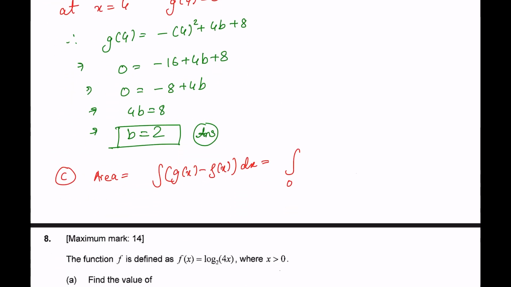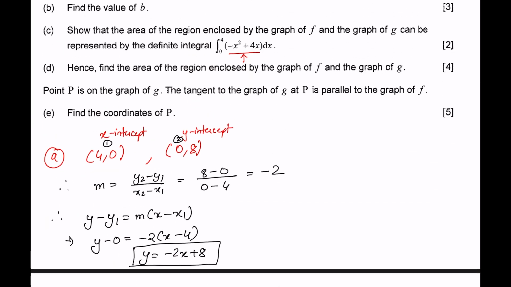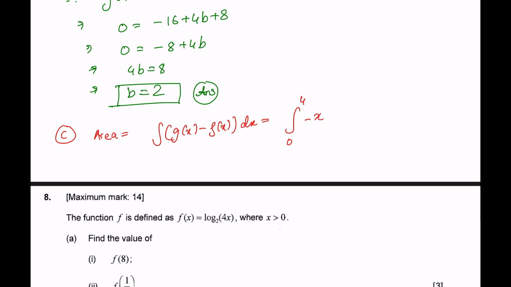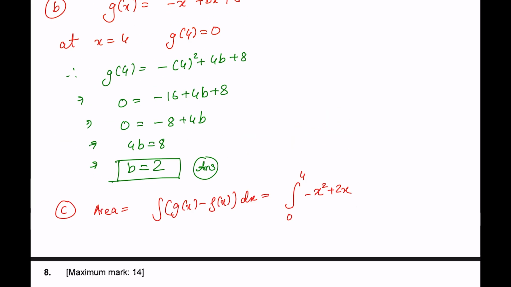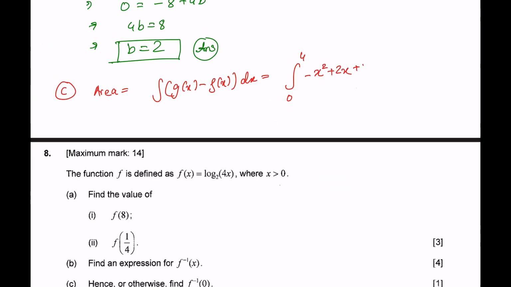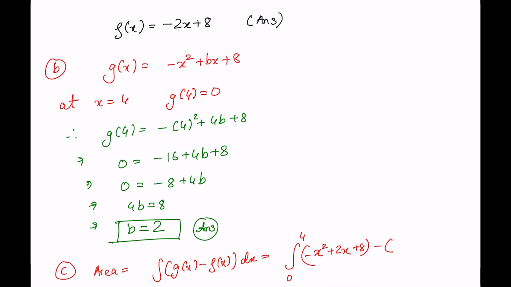From 0 to 4, gx would be minus x squared plus 2x, b is 2, and then plus 8. This is your gx, and your fx would be minus 2x plus 8.